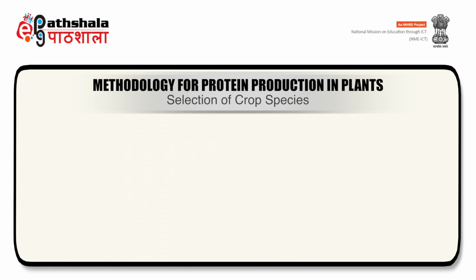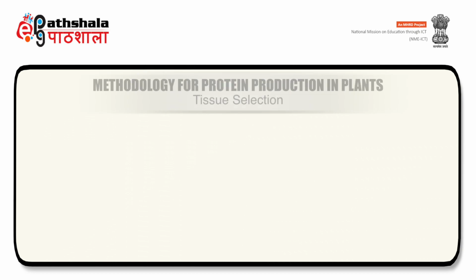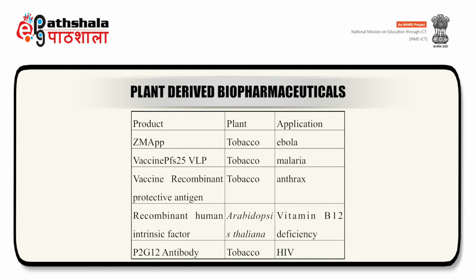Now, as a part of methodology for protein production in plants, the first step is selection of crop species. Plants that can easily be manipulated and also produces stable transgenics includes the tobacco, alfalfa, soya bean and other crop species like potato, tomato, banana, maize and lettuce. The next step is tissue selection. As we can see from the figure shown here on the screen, tissues for the production of proteins can be leaves, tubers, seeds, etc. Lastly, we can observe certain plant-derived pharmaceuticals that are listed here in the table.